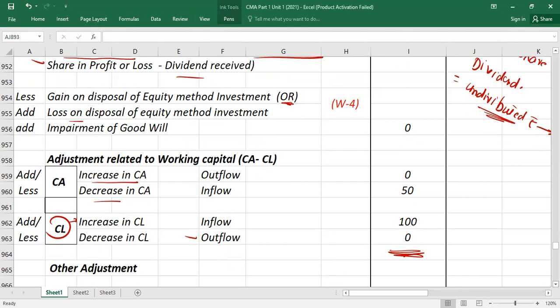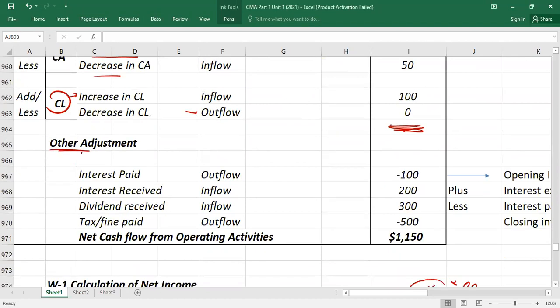Now we have some other adjustments under operating activities. Here we have to write what? Interest paid, interest received; paid is outflow, received is inflow. Dividend received; dividend payments will be part of financing activities, as I told you earlier. Tax or fine paid. How to get these values? Maybe the payment side might not be given straight away, or the receipt side might not be given. Maybe he gave you accrual basis data. Right?